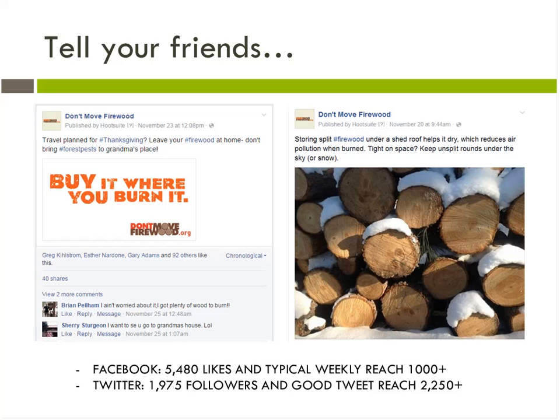And then in terms of Twitter, we have a largely professional Twitter following, so Forest Service, et cetera, and we have close to 2,000 followers and close to 2,000 reach in most high-quality tweets. So these are examples of engaging images coupled with wording that encourages positive behaviors.